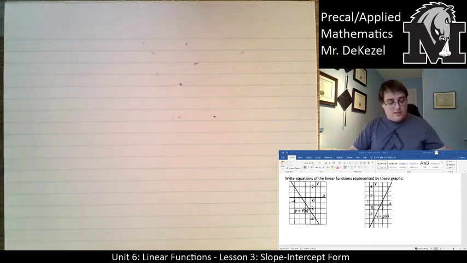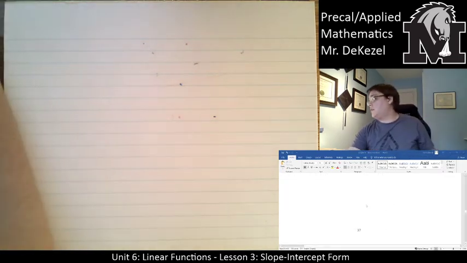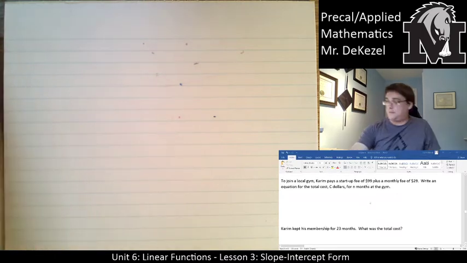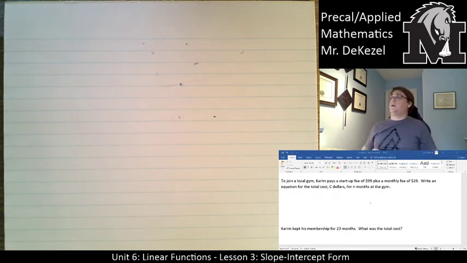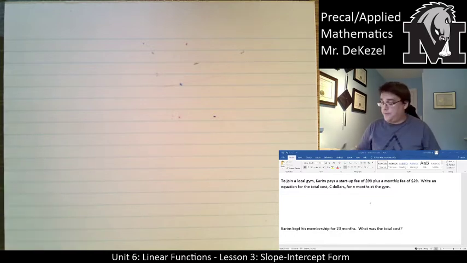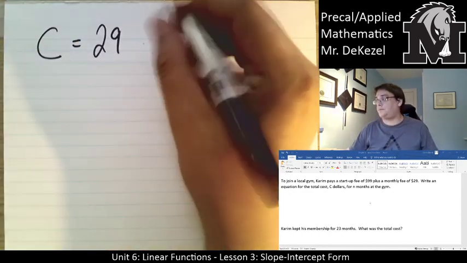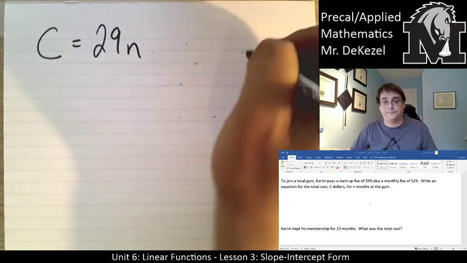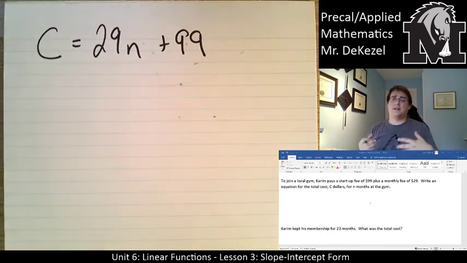Let's go to the last portion of the lesson, where we have a local gym. At the local gym, Kareem has to pay $99 for a startup fee plus $29 a month to use the gym. We want to write an equation that shows the cost in total dollars depending on how many months he uses the gym. So the cost is going to be equal to $29 every month, which is n, plus the $99 startup fee. You're kind of getting the idea that we have a pattern going.